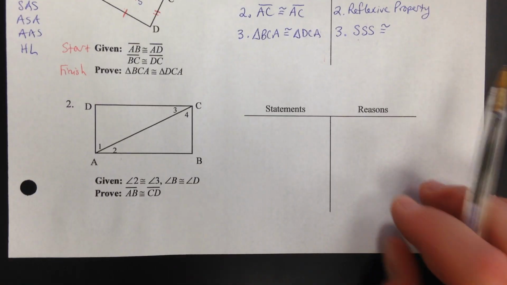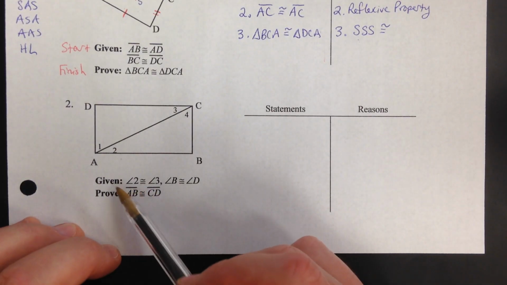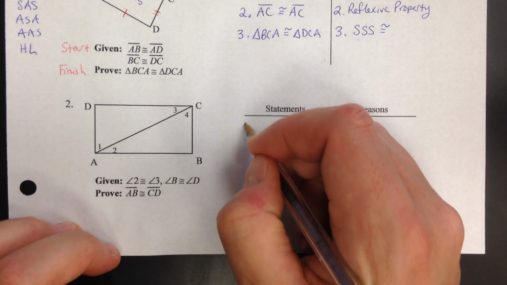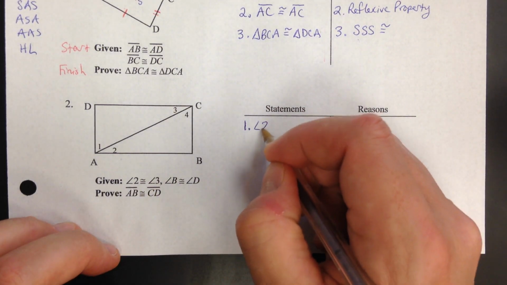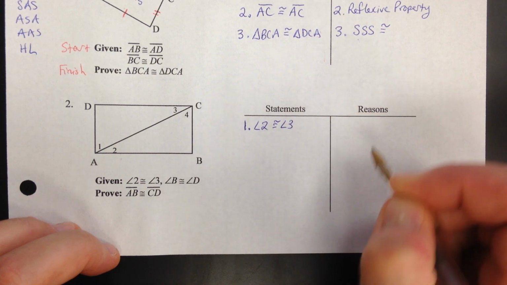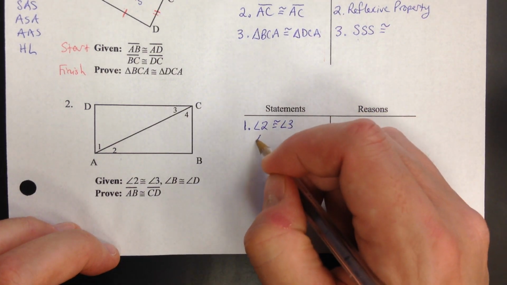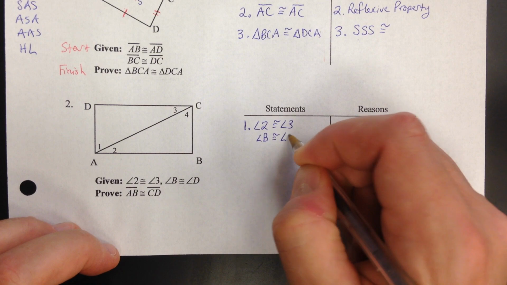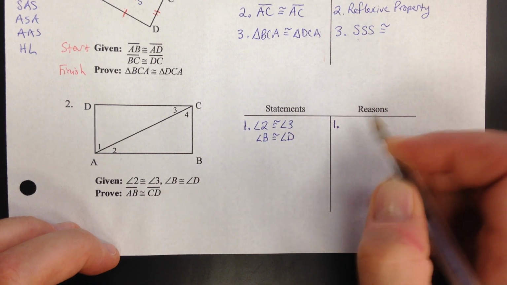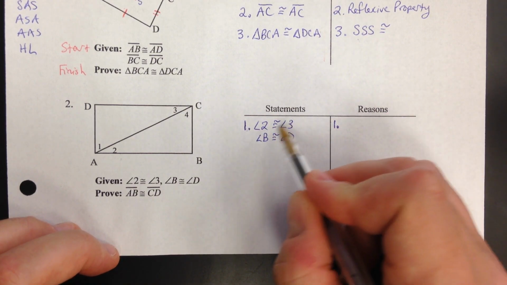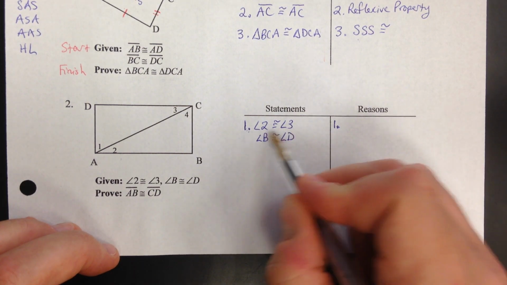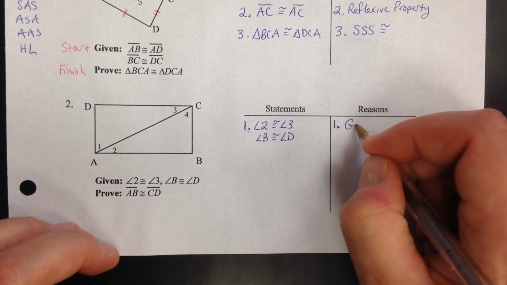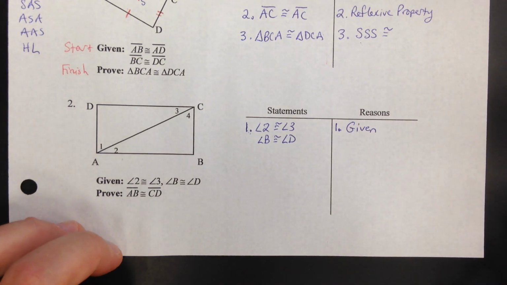Let's take number 2. So number 2, given. I'm going to put that in our statements first. Angle 2 is congruent to angle 3, and also angle B is congruent to angle D. So reason number 1, I'm always going to put the reasons right across from the statements, I'm going to number them so they're kind of on the same line. The reason we can say that is it's given to us.